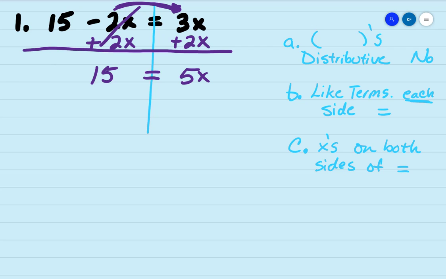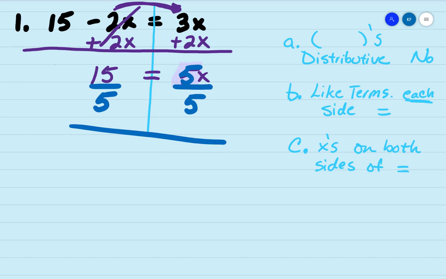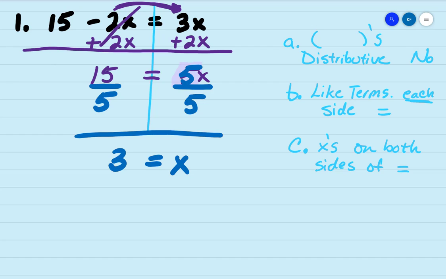Now this time, the number we're going to divide by is in front of the x. It always is, but you'll notice that it's on a different side. So we're going to divide by 5 because it's in front of the x. And then your final answer ends up being 3. So x is equal to 3. And I just like to switch the x's around just so it looks nice.